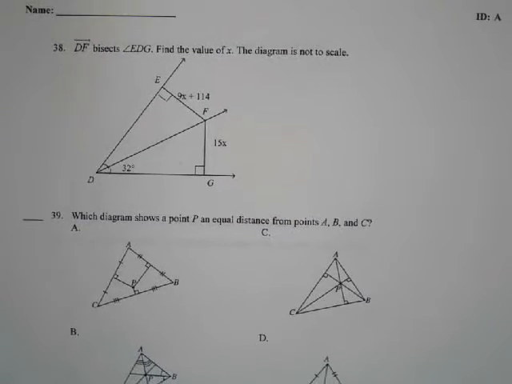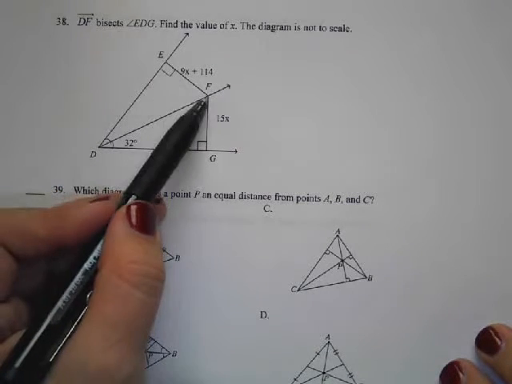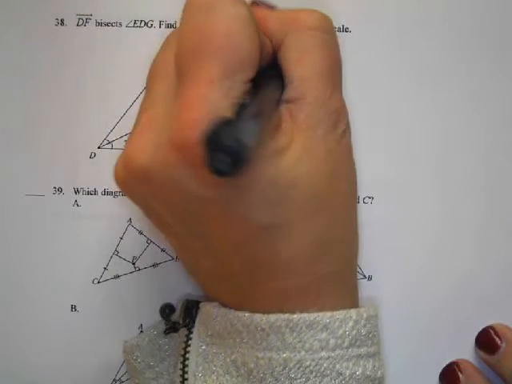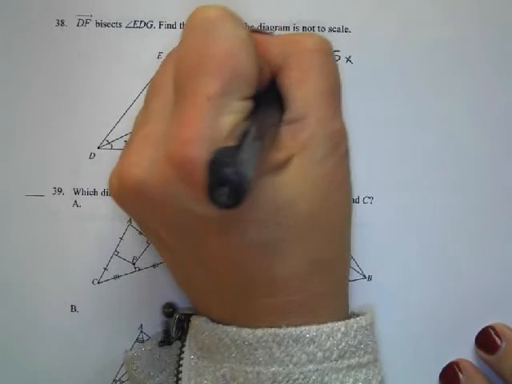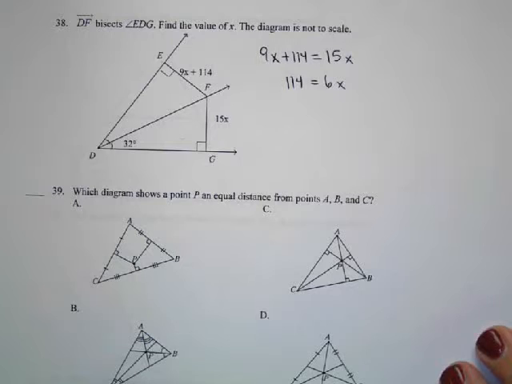And then for 38, you have an angle bisector. So any point on the bisector is equidistant from the sides. So 9x plus 114 equals 15x. So 114 divided by 6, x is 19.